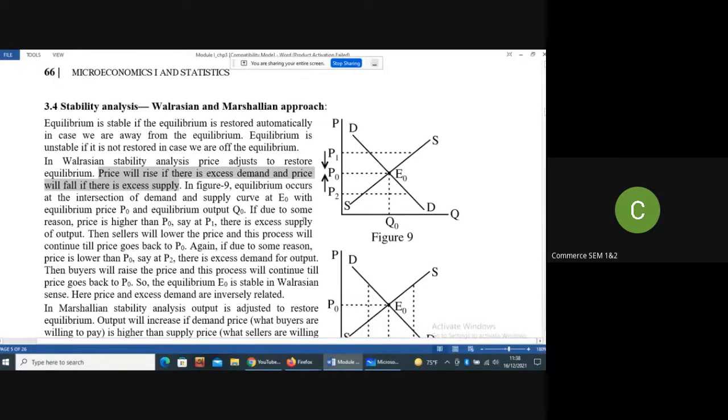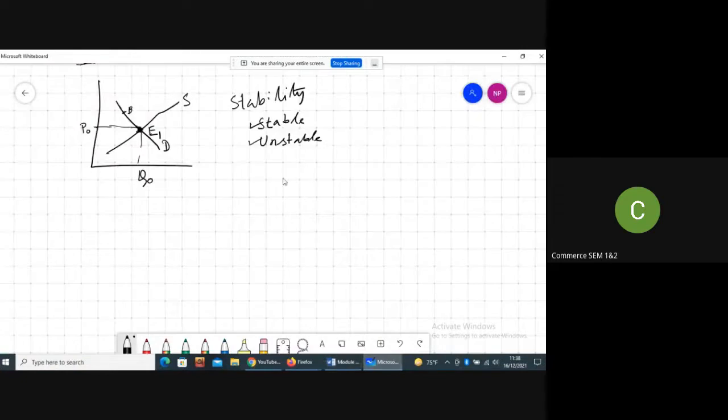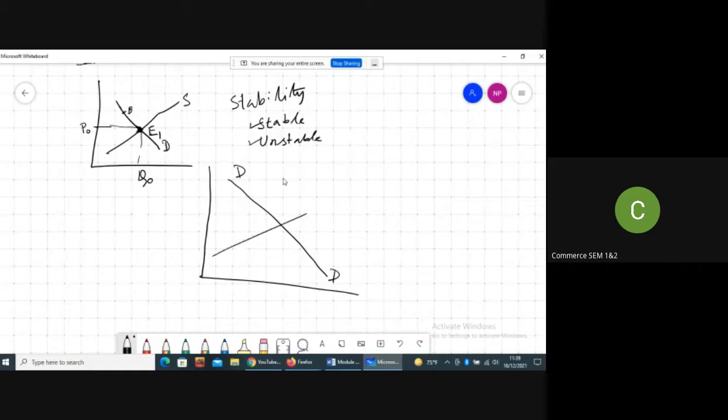Now an example is something like this. Say this is the demand curve of samosa in your college canteen, and this is the supply curve of samosa in your college canteen today. So this is your equilibrium price, say P0, and this will be the equilibrium quantity Q0. So this will be our equilibrium.